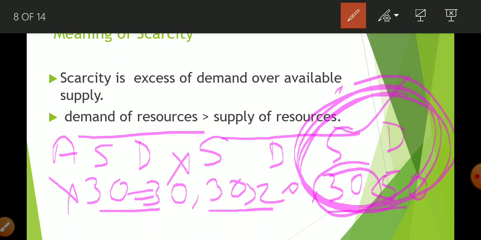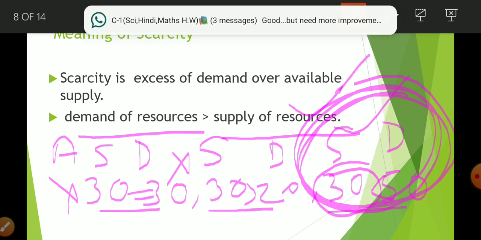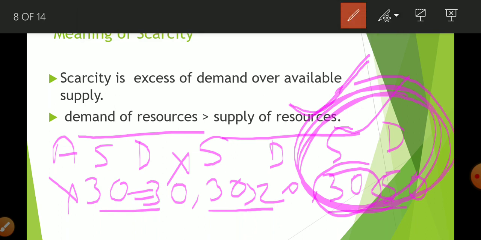So which is much more important for a person? Water. But whose price is more? Diamond. Why? Because for the diamond, the demand is too much compared to its supply. That is why it is so scarce. When a commodity is highly scarce, its price is going to be higher. If a commodity is less scarce, its price is going to be less.